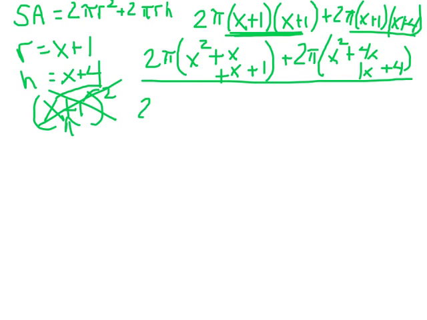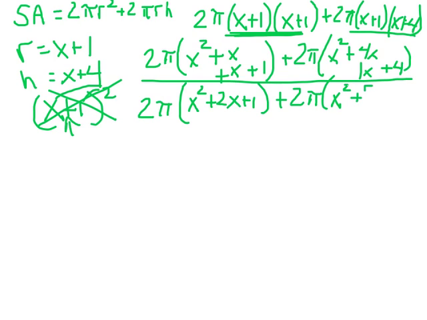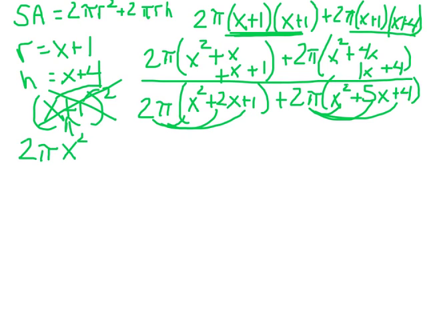Okay, so I'm going to bring down the 2 pi. And I'm going to combine like terms. So I have x squared plus 2x plus 1. And then I'm going to bring down that 2 pi. And I have x squared plus 5x plus 4. And now I need to distribute the 2 pi here, here, here, and here, here, and here. So I'm going to move over here. So 2 pi x squared plus 4 pi x plus 2 pi is my first one.